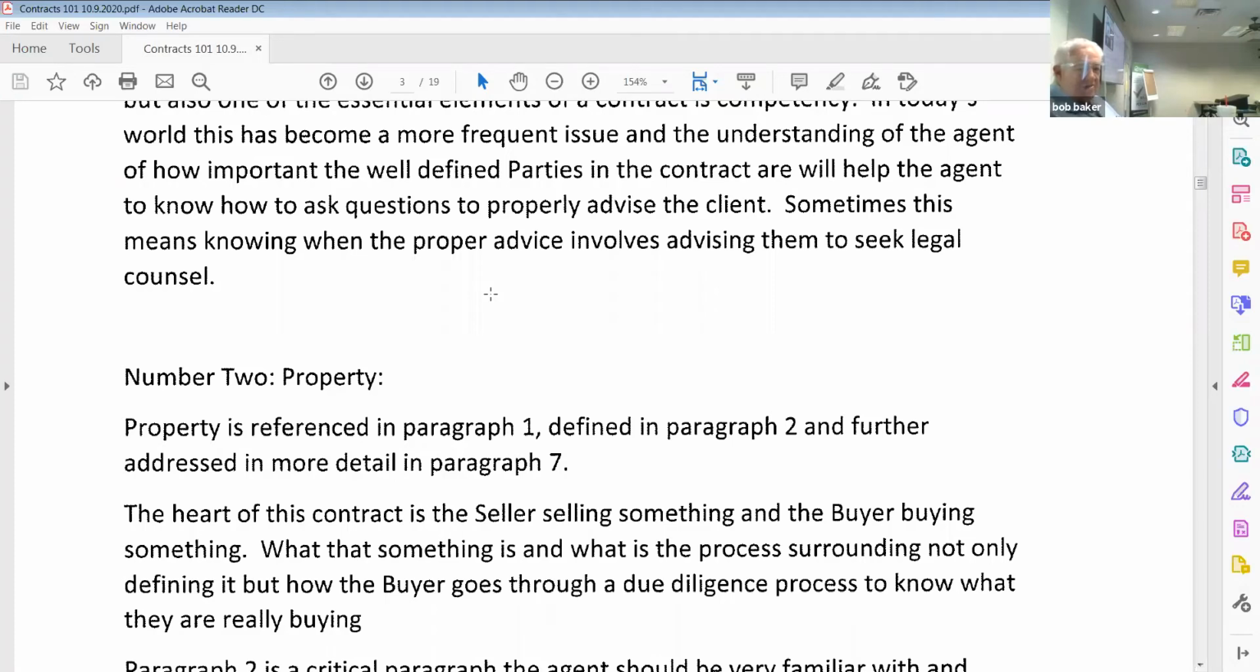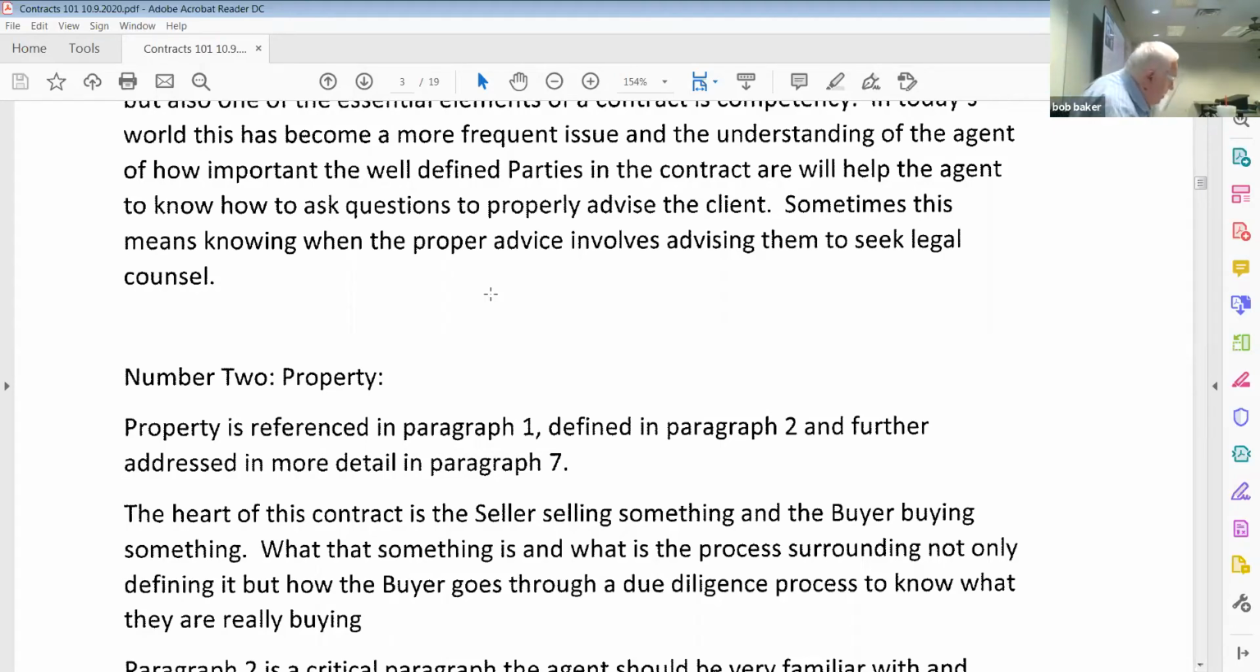So in number two, the property. We reference the property in paragraph 1. Notice that in paragraph 1 we talk about seller going to sell and buyer going to buy the property defined below. Well, it happens to be the very next sentence in paragraph 2: land, improvements, accessories, referred to as the property. When it says defined below, it could be anywhere in the contract, all the way to paragraph 24. It happens to be the next paragraph, because defined below means from that point to the end of the contract.